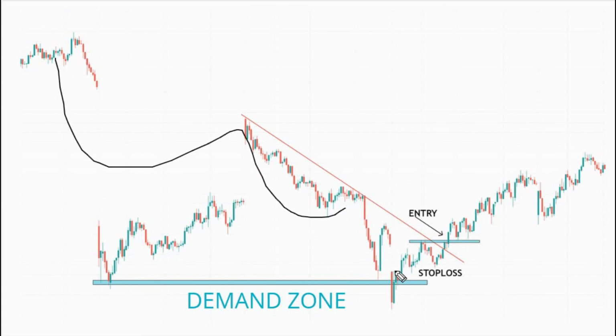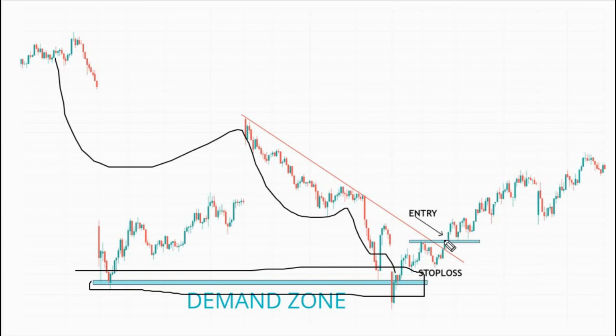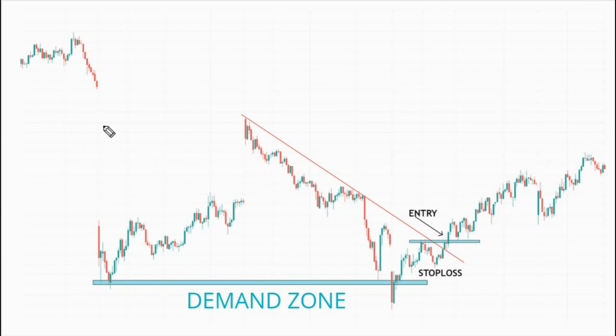See proper downtrend, double bottom pattern, broke structure, enter, SL, see the huge upside momentum after that. Okay, so you should always combine multiple factors before taking an entry.